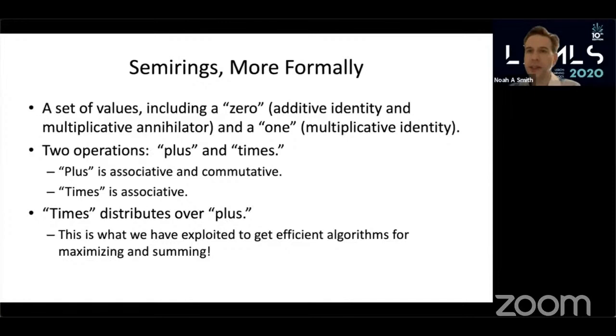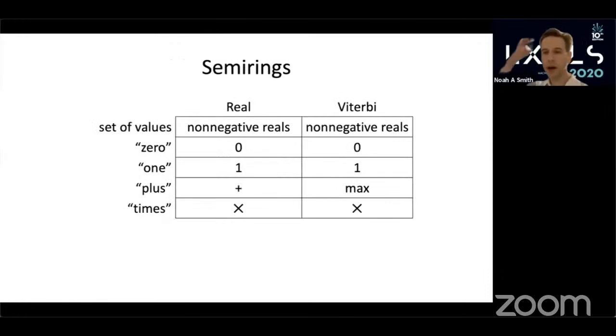And then there's this distributivity property. The times has to distribute over the plus. This is what we've exploited to get our efficient algorithms so far. So I'm not going to give you mathematical definitions of these. It's easy to pause the video and look them up if you don't remember. But here are the two semi-rings we've actually been working with in the lecture so far.